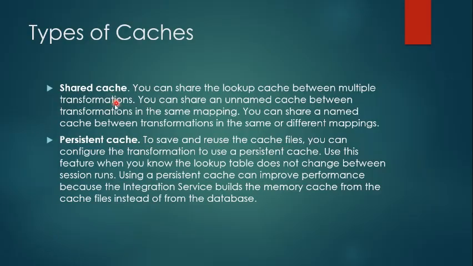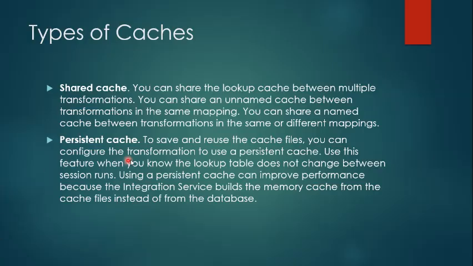I'm repeating again: shared cache is just shared information. You understand the word. So you can share the lookup cache between multiple transformations inside the mapping. You can share an unnamed cache, if there is no name, between transformations in the same mapping. You can also share a named cache. Suppose you have provided some name, then that named cache you can share between transformations in the same or different mapping, both ways, so that you can call that same cache in a different mapping.